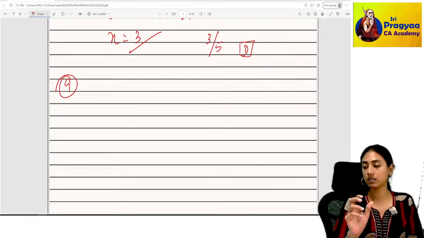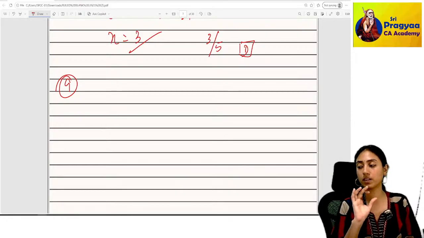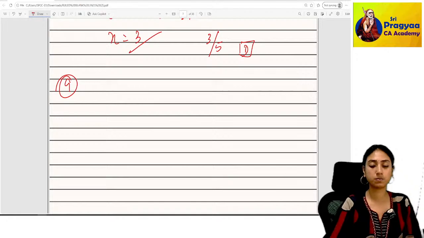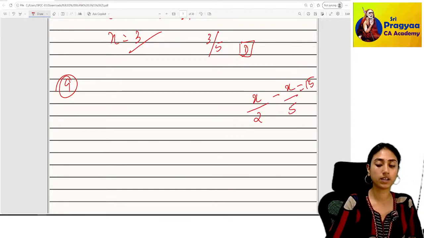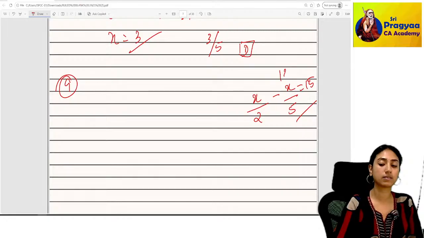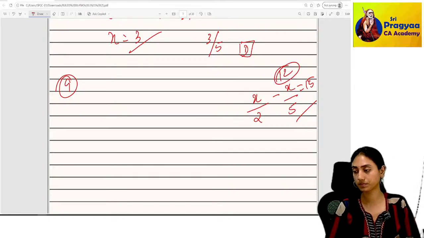If a number of which the half is greater than 1/5 of the number by 15, which means if the number is x, half is x by 2 minus x by 5 is equal to 15. This is the starting point for 12th. Solve this and let me know. I will work on 9th. Okay.